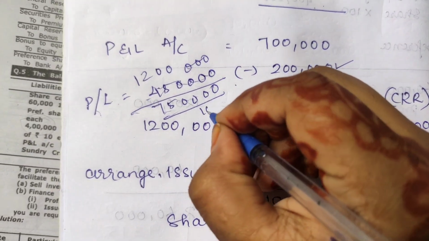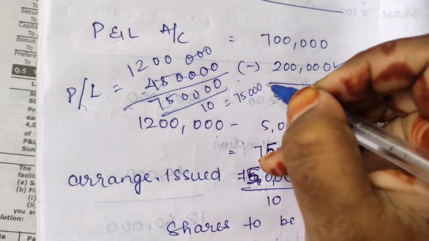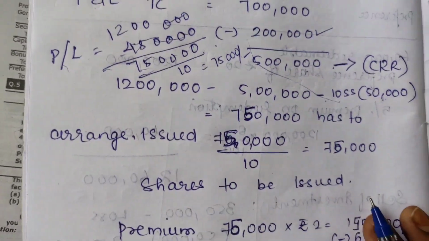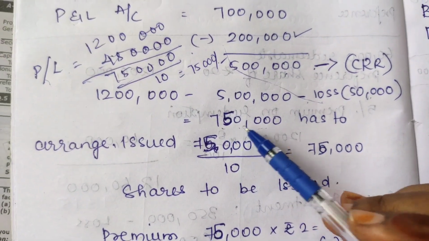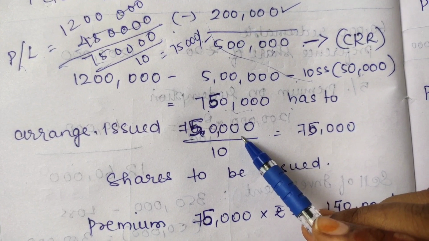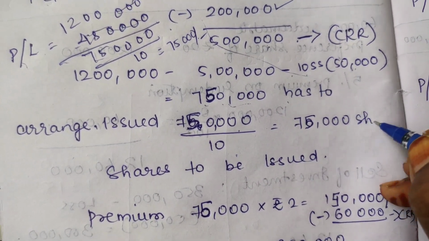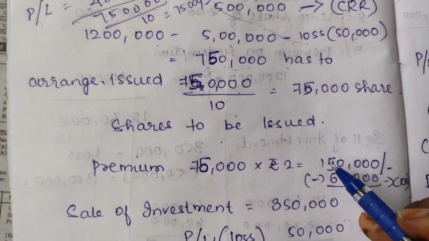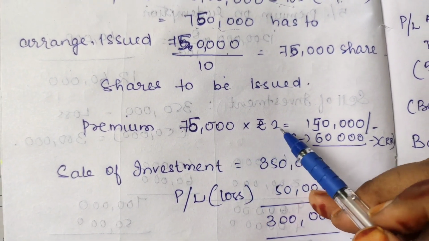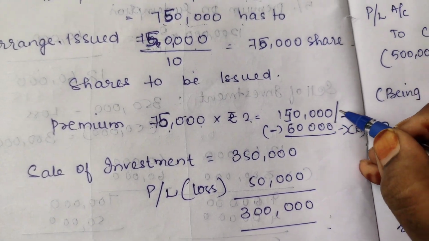So with the 10 rupee equity share, we need to issue 75,000 equity shares. That is why we need to arrange 7 lakh 50,000. So 7 lakh 50,000 divided by 10 means 75,000 shares we need to issue. Okay, so the premium of 2 rupees: 75,000 into 2, 1 lakh 50,000 is our premium.